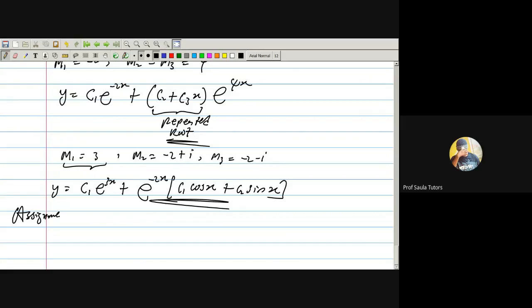So you are going to solve this assignment. This is your assignment. You'll be able to get it easily. y triple prime minus 6y double prime plus 2y prime plus 36y equal to 0.